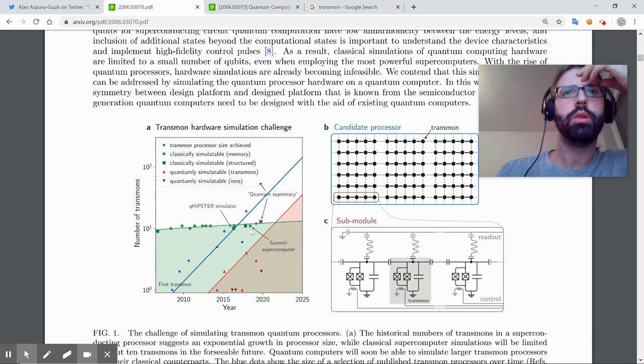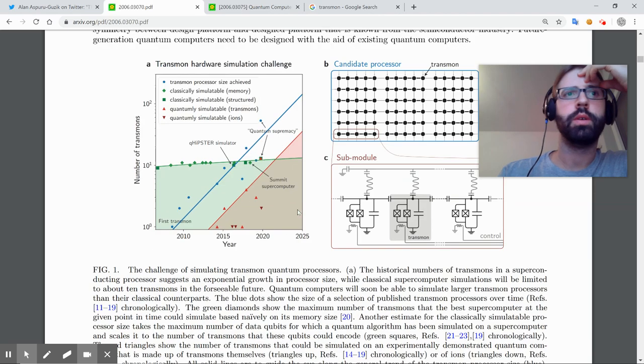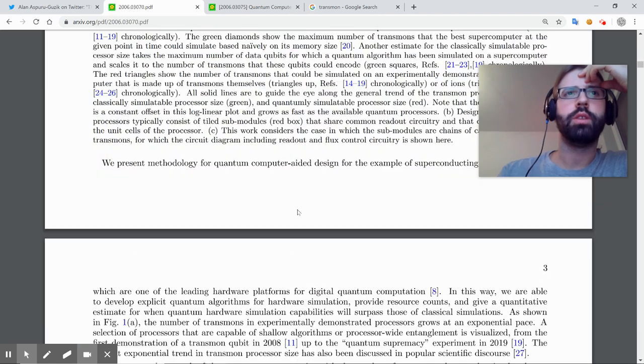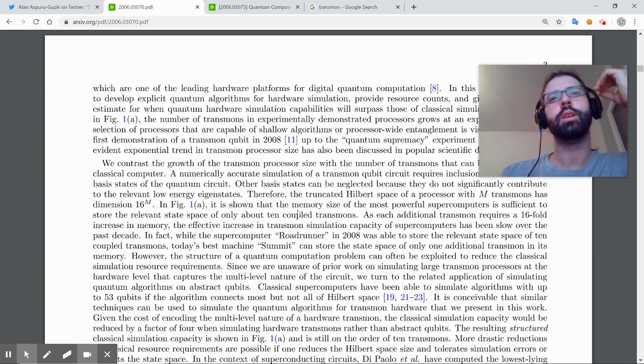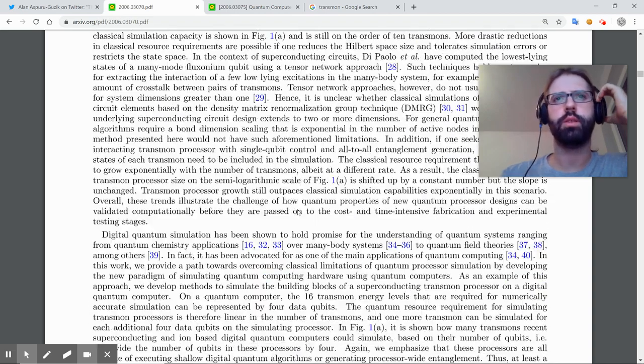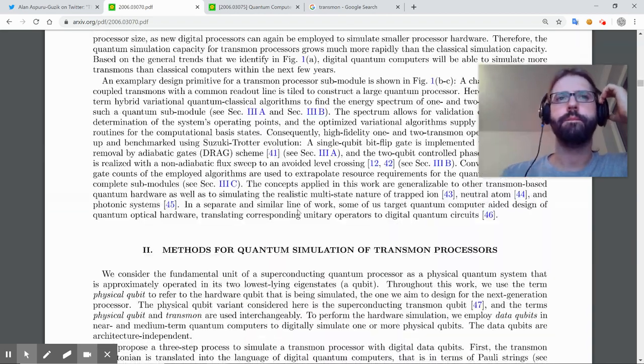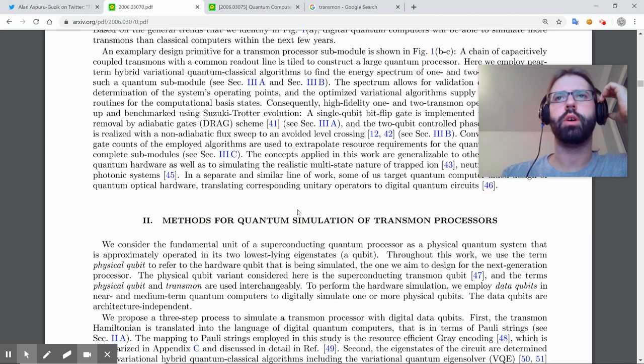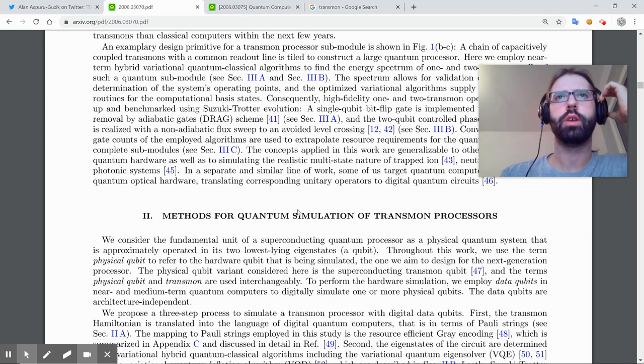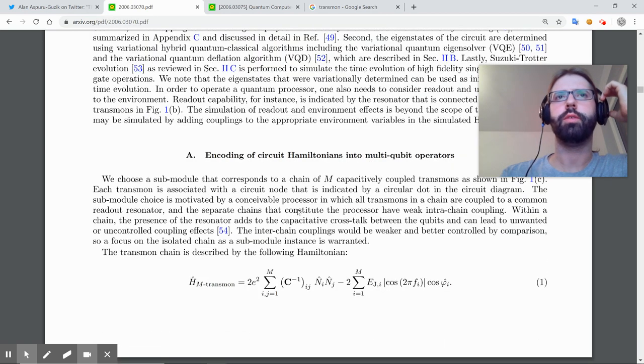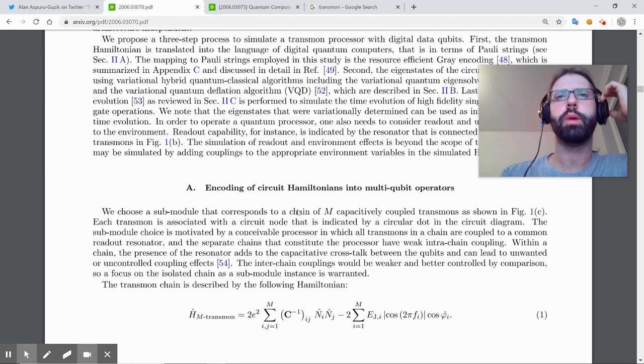The Summit computer is here. Okay, the Summit supercomputer is here. And so is this then Google's supremacy chip, or? Okay, so there's these in here, and then there's quite some text. Methods for quantum simulation of transmon processors. Okay, so we'll probably fly through the introduction and come back to it later.